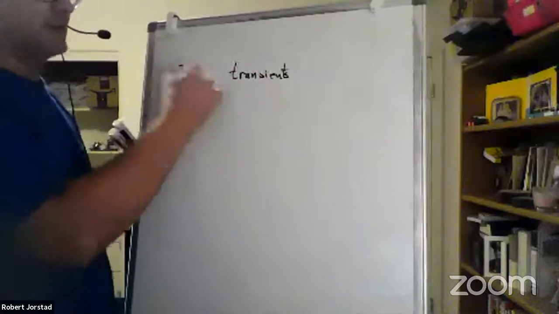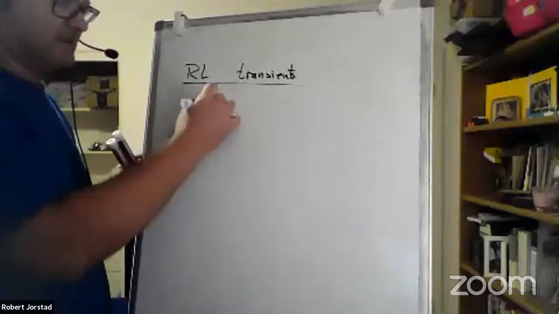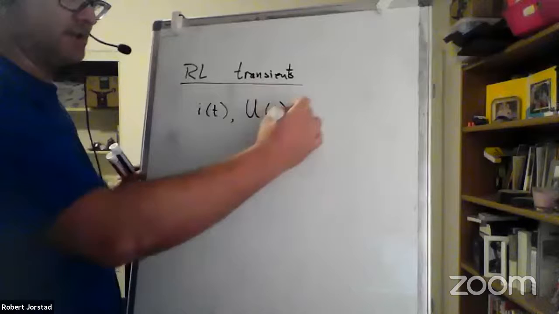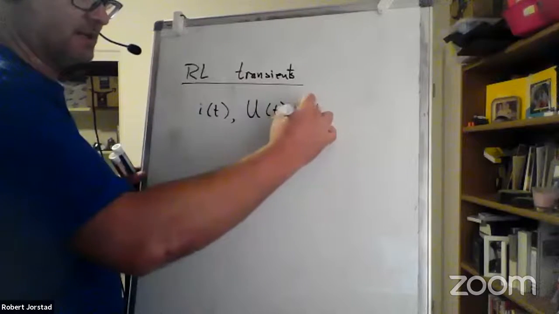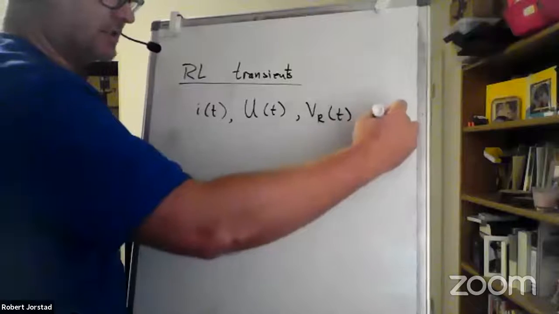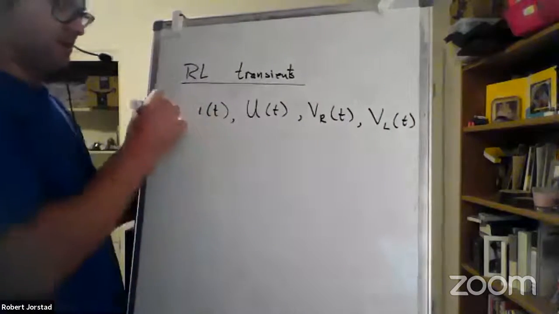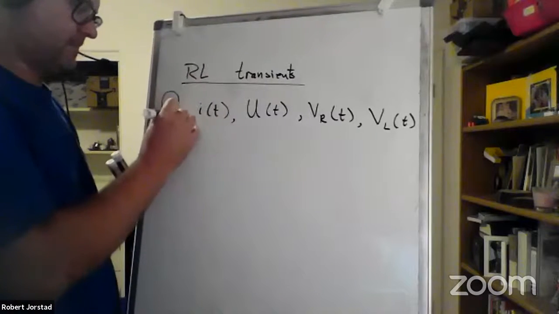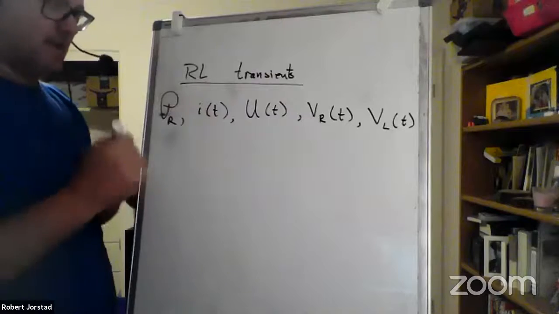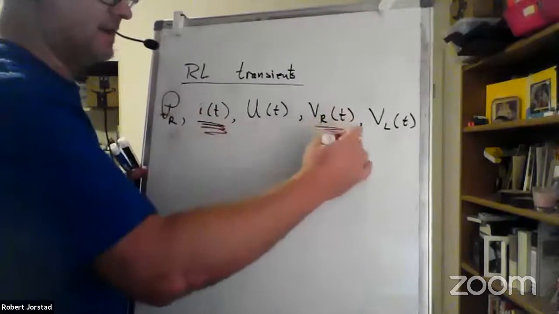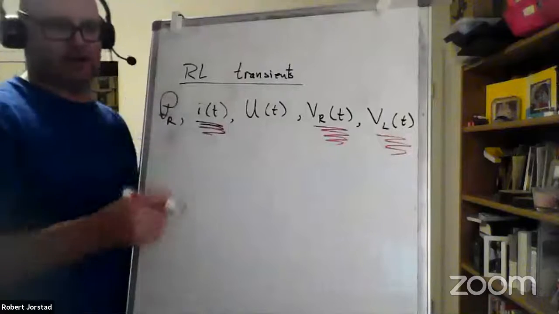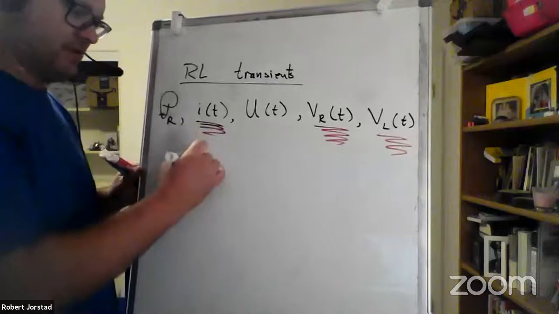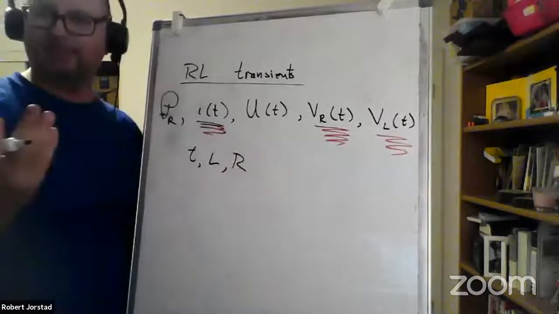RL transients. So we see there's the standard I as a function of time, or U as a function of time. You could also get voltage across a resistor as a function of time, or voltage across the inductor as a function of time. You could also do power dissipated by the resistor. Remember that these are the ones that I'm underlining in red. Those are the ones that you could use your X equation on. These two you can't. And then what are some things we've seen ourselves solve for? You could solve for T, L, R, something like that.